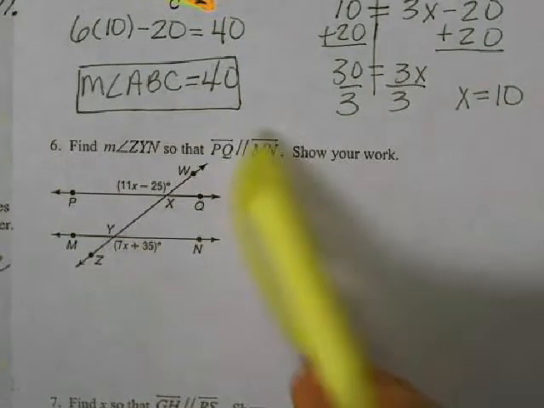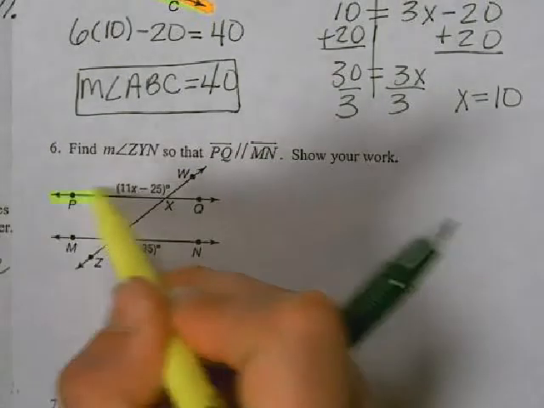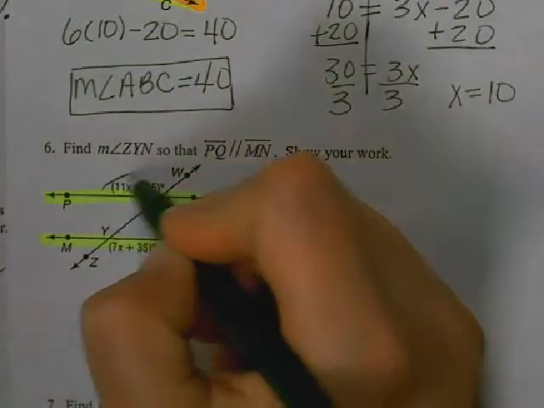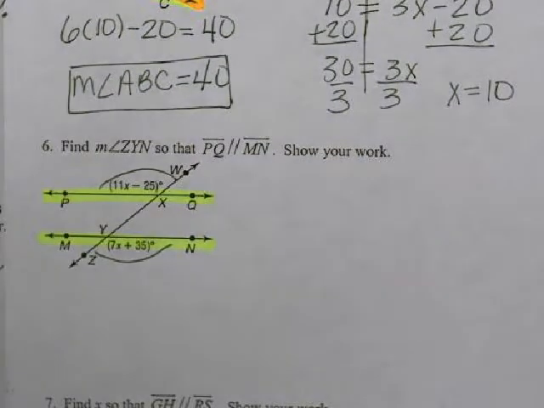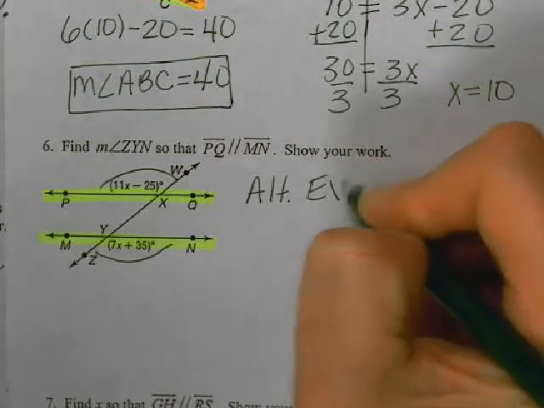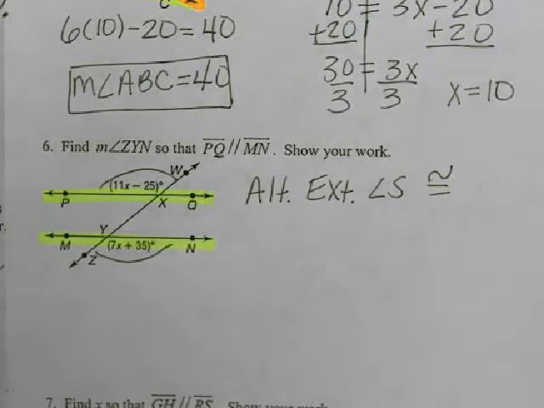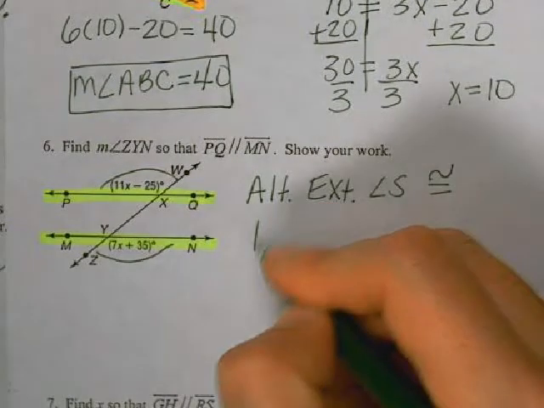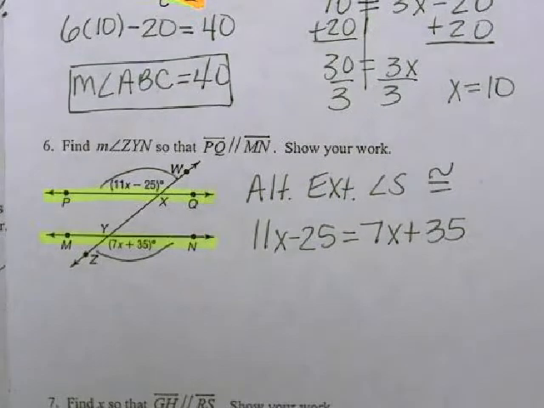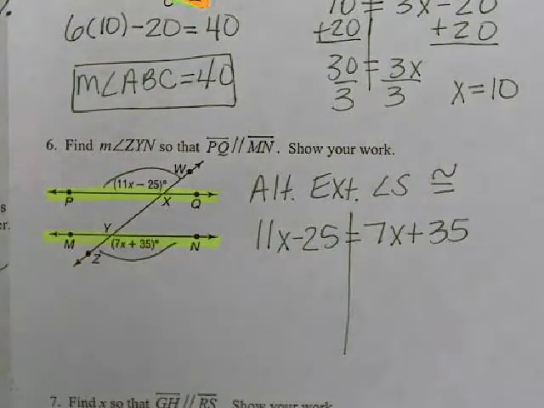Alright, number 6. Number 6 is saying that PQ is parallel to MN. So here's PQ and here's MN. Now it's saying we want to know what the measure of the first angle is so that they are parallel. So if I have these two angles here, what kind of angles are they? They are alternate exterior angles, and we want them to be congruent. So I'm going to take 11x minus 25 and set it equal to 7x plus 35, and then I'm going to solve. Okay?